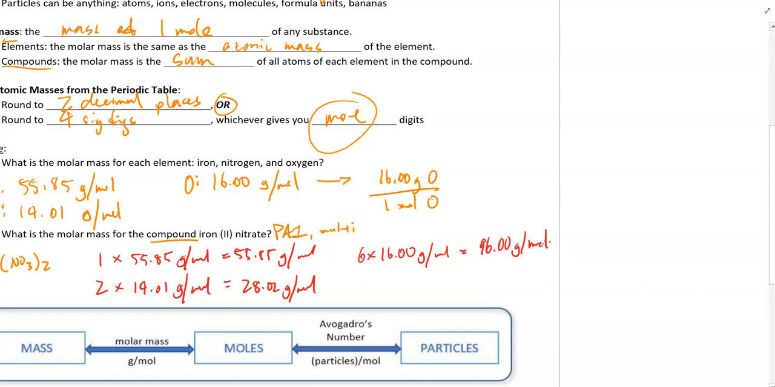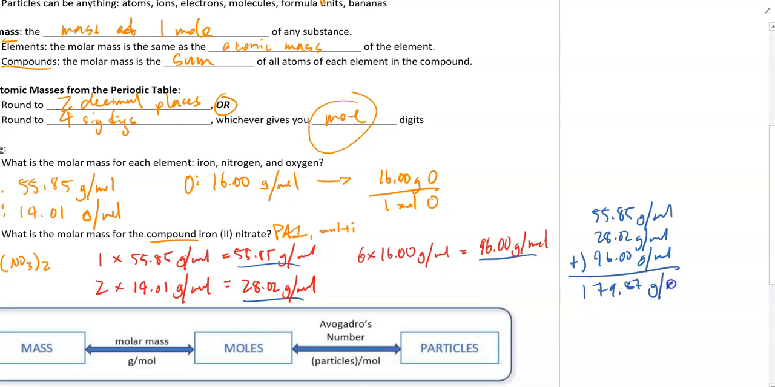All right, now again, that doesn't actually answer the question because it's asking you for the entire compound. So we take effectively all of these, this one and this one and this one, and add them all up. So what do you get? Doing this off to the side to give myself a little extra room: 55.85 grams per mole plus 28.02 grams per mole and 96.00 grams per mole. Add all these up, right? Get a total sum.